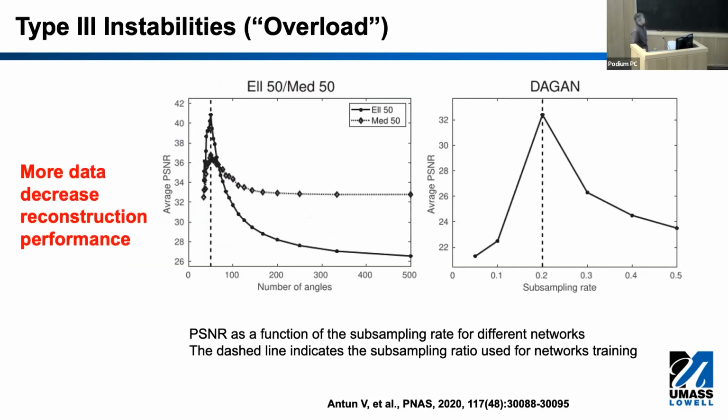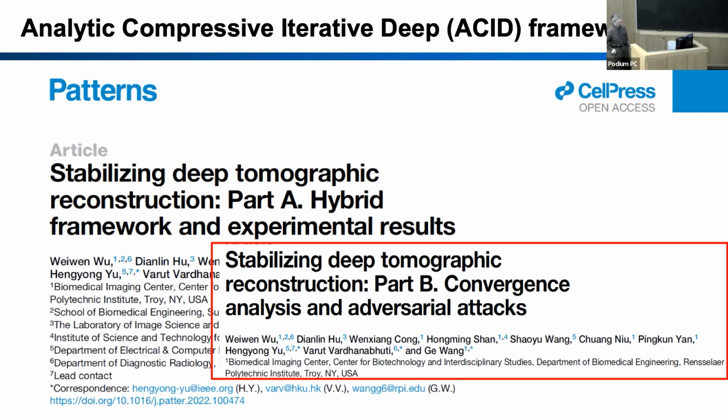Regarding the third instability, that means some overload result. This demonstrates that with an increased number of projections or data set, the network performance actually becomes worse. From the point of view of conventional reconstruction, the performance should increase. Therefore, it doesn't make sense. To solve the problem, we published two papers. Our work is called the analytic, compressive, iterative framework. That's ASIC.